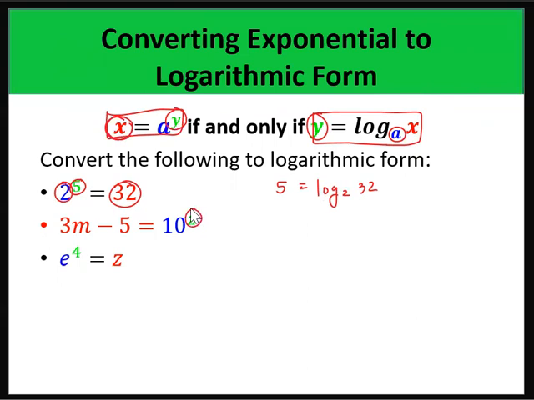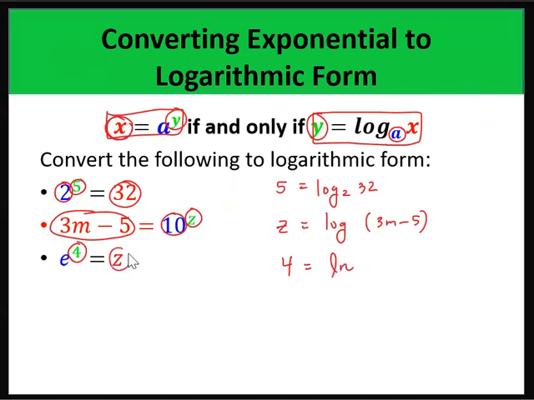Now for the second one, the exponent is z. So we can write this as z is equal to the logarithm of the other side, which is the quantity of 3m minus 5. And then since the base is 10, we may opt not to write it in this expression. So it's obvious that whenever we have the logarithm without base, the base must be 10. And then for the third one, the exponent is 4, so we separate 4 from the rest. Since the base is e, we shall write ln, and then it's ln of the other side, which is z. So that's how we convert exponential form to logarithmic form.